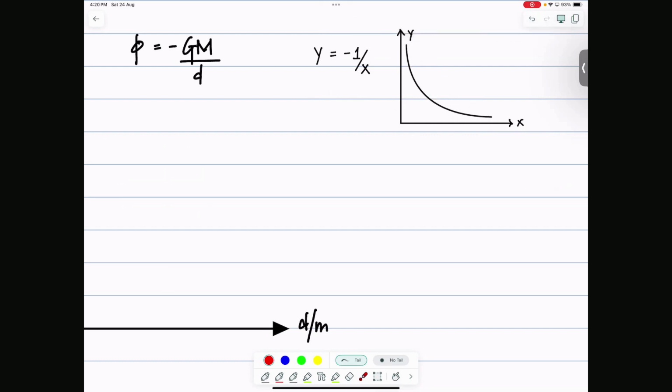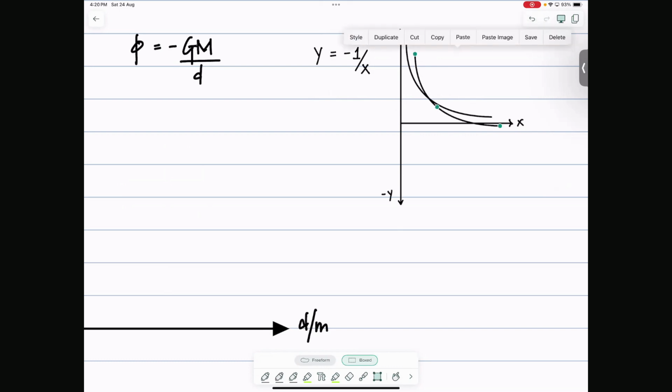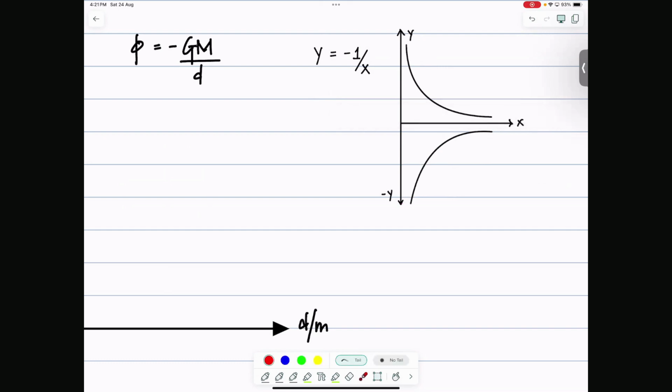If I put a minus in front of it, what does it do? Yeah, it reflects along the x-axis, right? So the graph that will be, this is my minus y. The graph will reflect along the x-axis, so it's like a mirror, and it'll become that. Do you agree? Right. So this is our graph. This is the answer for minus GM by d.